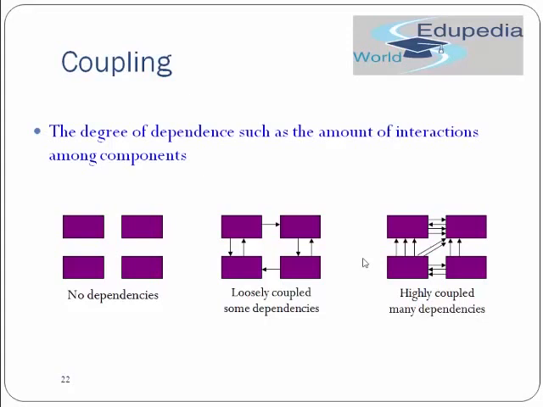Then in the third diagram, we can see we are having highly coupled, and there are many dependencies. Each and every component is so tightly coupled with each other that each one actually needs another. So all the components are highly and tightly coupled. What we want our code to have is loose coupling, that is some dependency. So this is what we'll try to achieve.